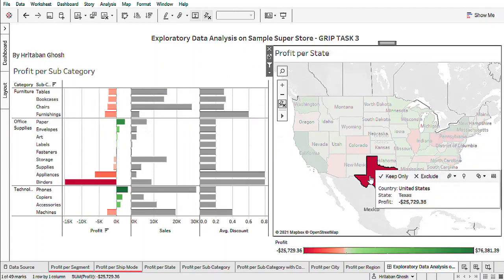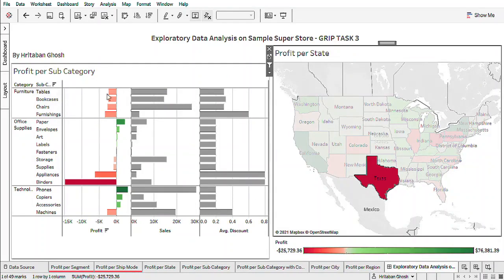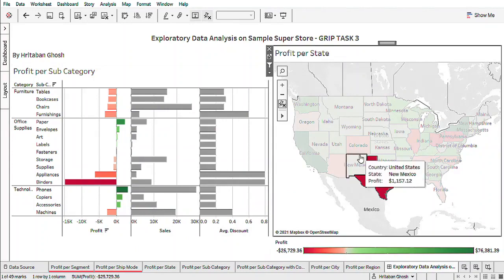And in Texas, we see that along with tables, it incurs the most loss in binders. And thus, I need to concentrate on somehow bringing binders back into profit using some marketing tools, maybe increasing the selling price in the area of Texas, decreasing the discount, and so on. So in this way, we can analyze the SampleSuperStore dataset and explore the various correlations between profit, subcategories, and location.